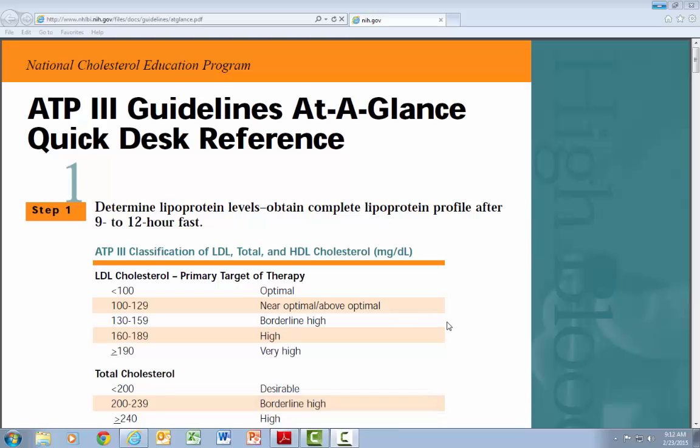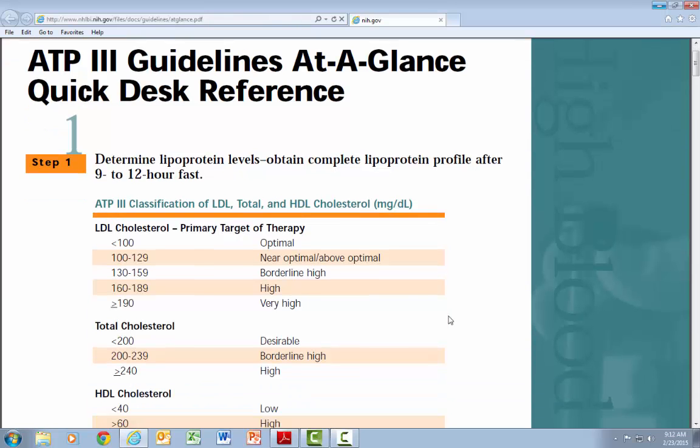Good morning. Today we're going to discuss, basically analyze the ATP3 guidelines for hyperlipidemia, and we're going to discuss as well the 2013 guideline, which includes the age as well as diabetes and CKD. ATP3 guidelines refers to something very important: to determine lipoprotein level, and your goal will be LDL for the treatment of hyperlipidemia.